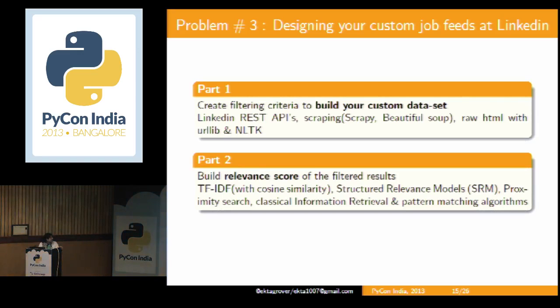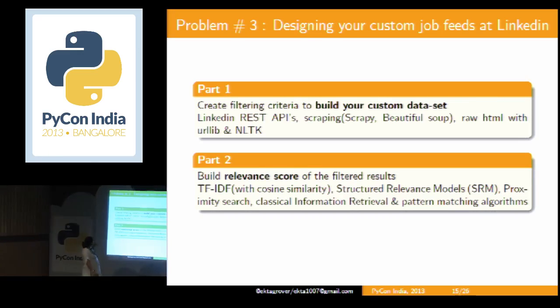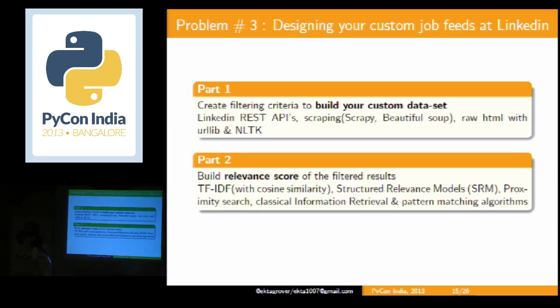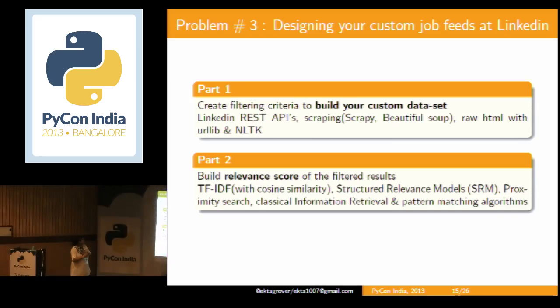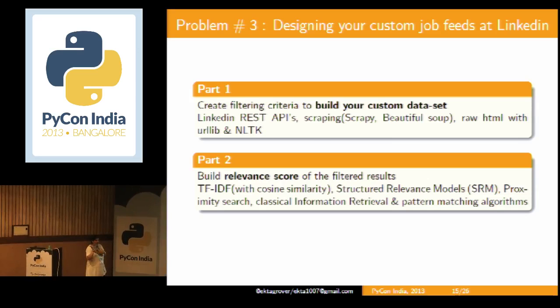So building your custom data set, and this again I've listed in the order of decreasing complexity. It again depends on what complexity is to you in terms of learning curve. So LinkedIn REST APIs is an option. Scraping, I'm aware there's a very good session on scraping today, so you can check it out there, with Scrapy, Beautiful Soup, Mechanize. What I used here was pure raw HTML. It's just 2 lines of code to do the entire scraping. You'll see that later. With urllib and some features for exploratory analysis from NLTK.